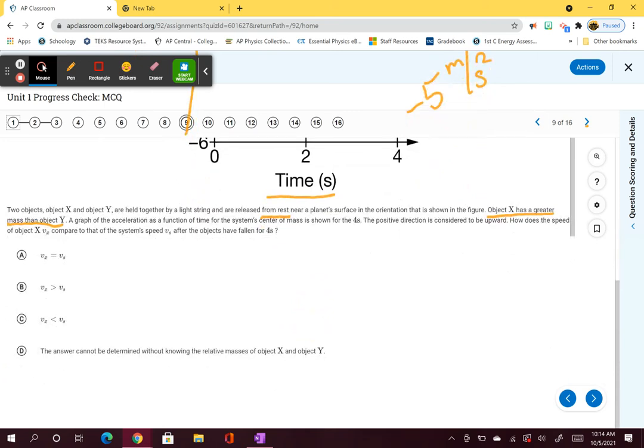The positive direction is considered to be upward. How does the speed of object X, velocity X, compare to the system's speed, v_s, after the object has fallen 4 seconds? Now, so we have our little lovely system here, and I'm going to draw them different shapes. And they're falling, right?